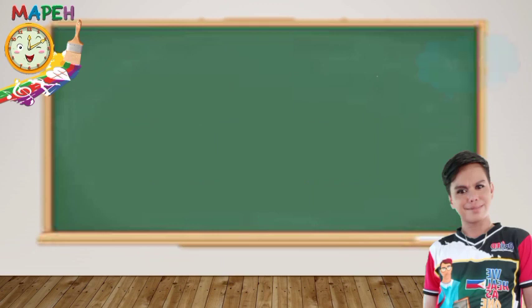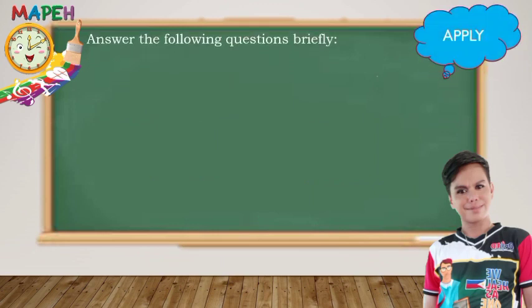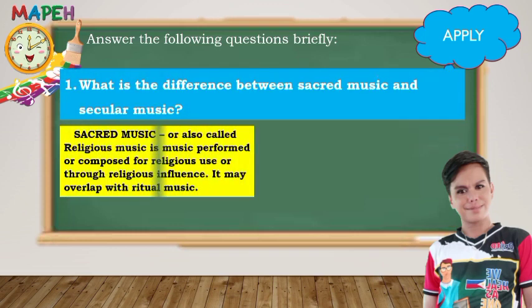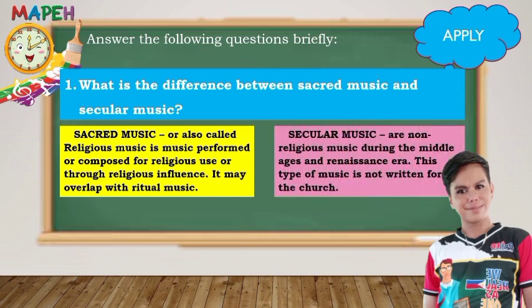Apply. Answer the following questions briefly. What is the difference between sacred music and secular music? Sacred music, or also called religious music, is music performed or composed for religious use or through religious influence. It may overlap with ritual music. While secular music are non-religious music during the Middle Ages and Renaissance era, this type of music is not written for the church.